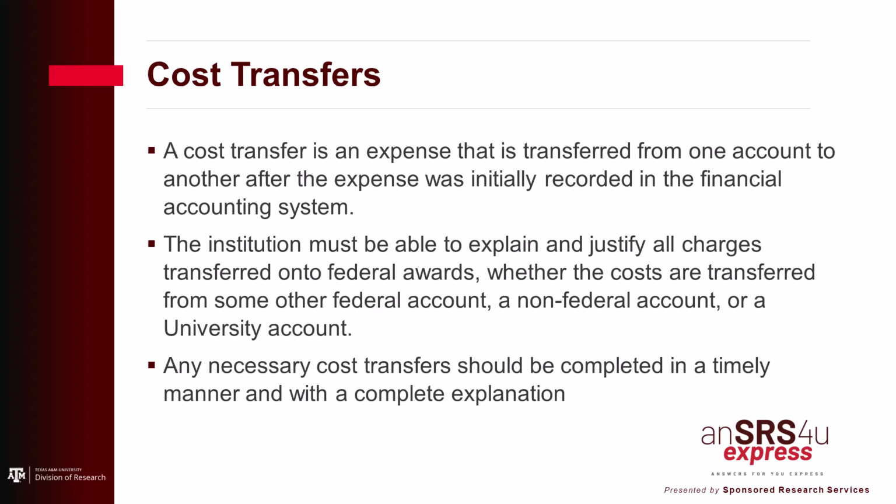So there needs to be a justification if you're transferring from a non-federal award to a federal award, because the auditors will question whether we understood the nature of that expense to begin with. It should have been originally posted to the federal award. Why did we decide to change the account?